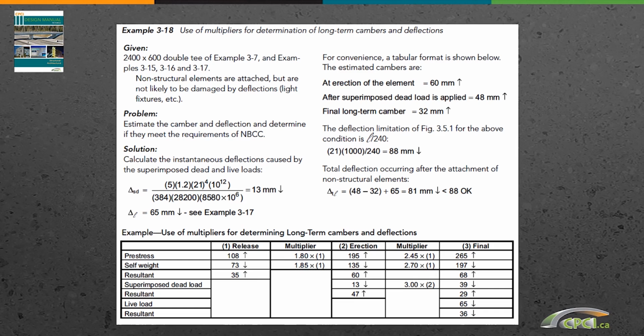Once we reach the final, okay, once you reach the final, the multipliers change values. So the pre-stressing multiplier becomes 2.45, the self-weight multiplier becomes 2.7, and these will be multiplying these values at release. Here, these values at release, and then add to that 3 times the superimposed loads, and then add to that the live loads, and this will be the final deflection of this whole thing at 5 years from now.